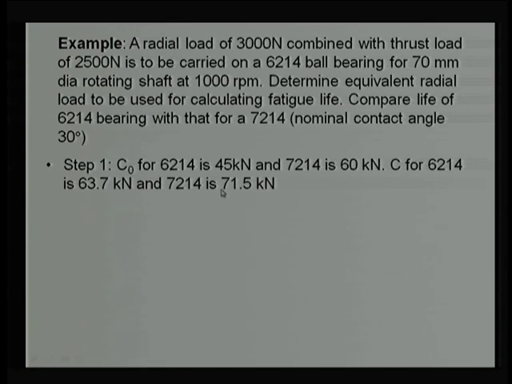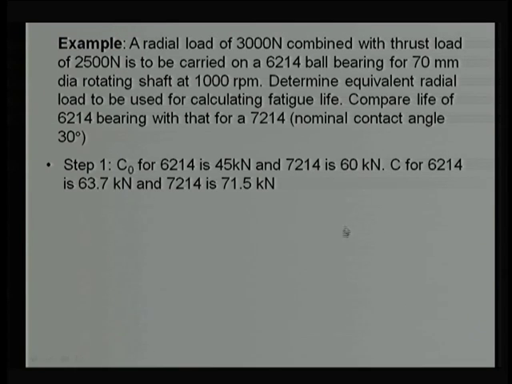If we scan through the catalog, we find the C0 static load carrying capacity for the 6214 bearing, which we have been defining over here, is 45 kilonewton, and for the 7214 the static capacity is slightly higher, that's 60 kilonewton. That is 25% or more higher compared to the C0 for the 6214 bearing. Coming to dynamic capacity, the value of C for the 6214 is 63.7 kilonewton, and for the 7214 the load carrying capacity is 71.5 kilonewton.